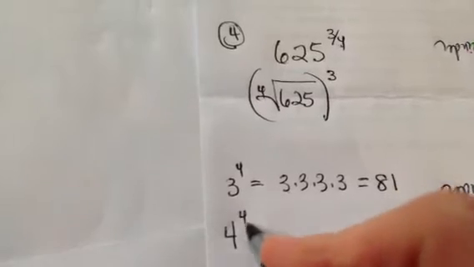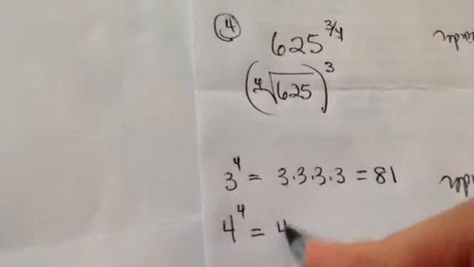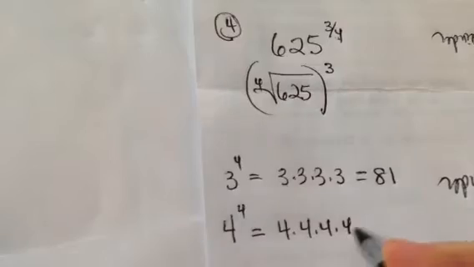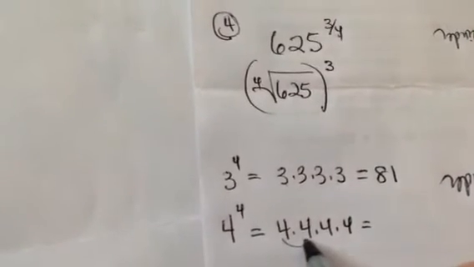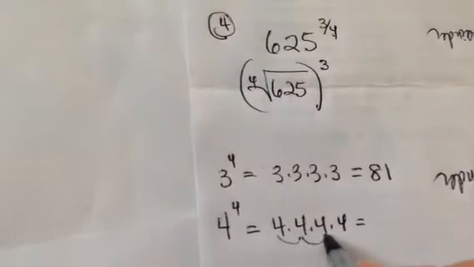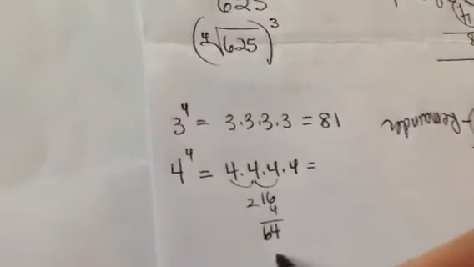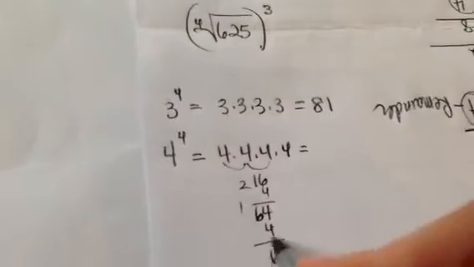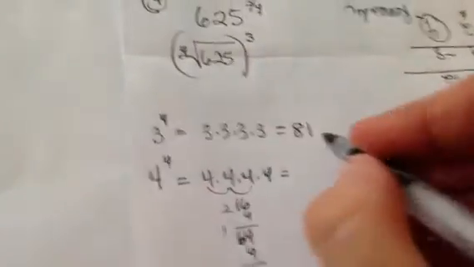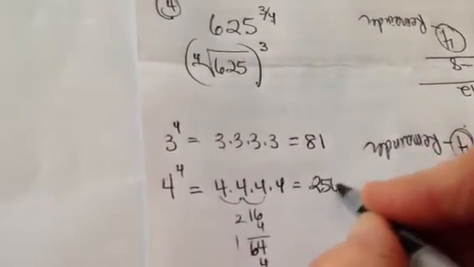Let's try 4. What's 4 to the 4th? Well, that means this. Okay, 4 times 4 is 16. 16 times 4, oh gosh, is what, 64, I believe, times 4, 24, 25. And they've got calculators, gosh, they can use them. So that's 256. So it's not that, okay?